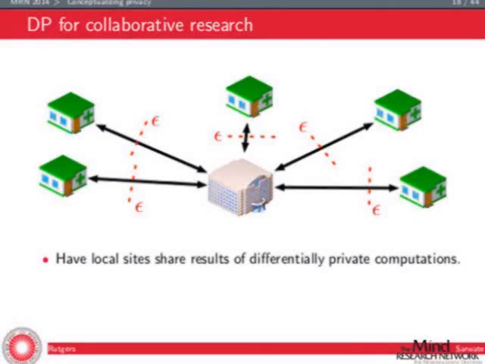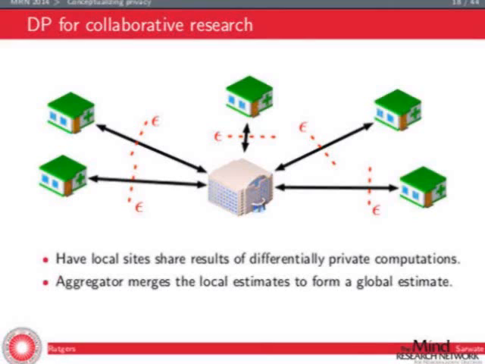So the idea is to have local sites share the results of locally differentially private computations, which they can publish. They can send to a central researcher at a central institution here. And this person can then do some further post-processing. It doesn't matter. I'm not going to alter any of the privacy guarantees. And then that person will be able to publish after aggregating to form a global estimate, which is hopefully much more informative than anything you can do locally without any data sharing.